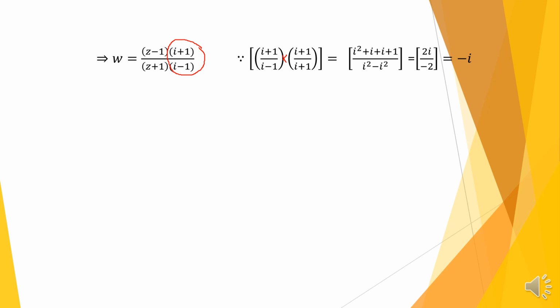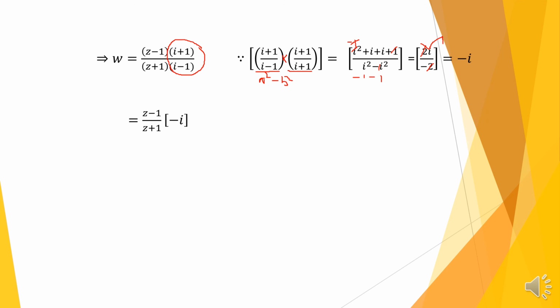Now the denominator is of the form a minus b into a plus b is equal to a square minus b square. So here a is I and b is plus 1. So that is I square minus 1 square. So now here I square is minus 1. So minus 1 plus 1 will be 0. So plus I is 2I divided by the value for I square is minus 1, minus 1 square is 1. So minus 2. So now 2 cancel. So that is equal to minus I.